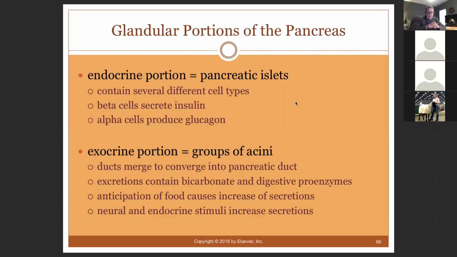The endocrine portion is where we have our pancreatic islets, and they produce insulin and glucagon. The endocrine pancreas has no duct and secretes within the blood. The exocrine pancreas has a duct that enters into the duodenum, and that's where it secretes bicarbonate and digestive enzymes. So that's the difference between the exocrine and endocrine function, and the exocrine pancreas is the one with a duct.